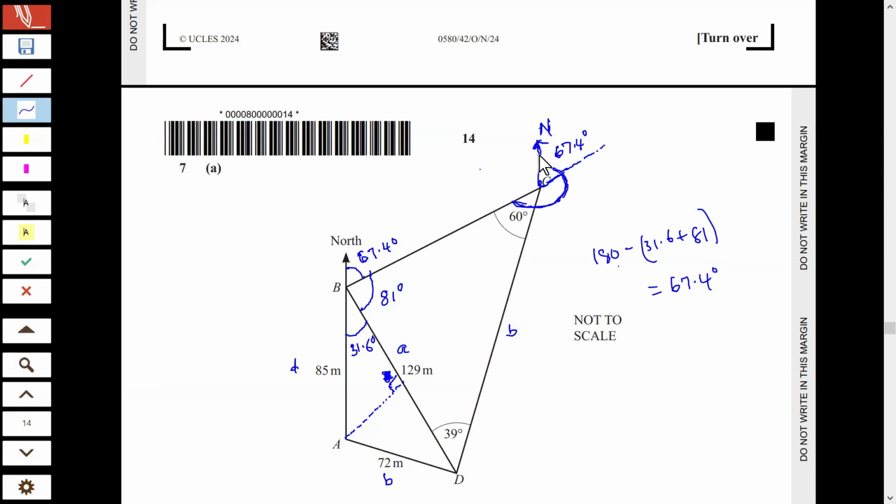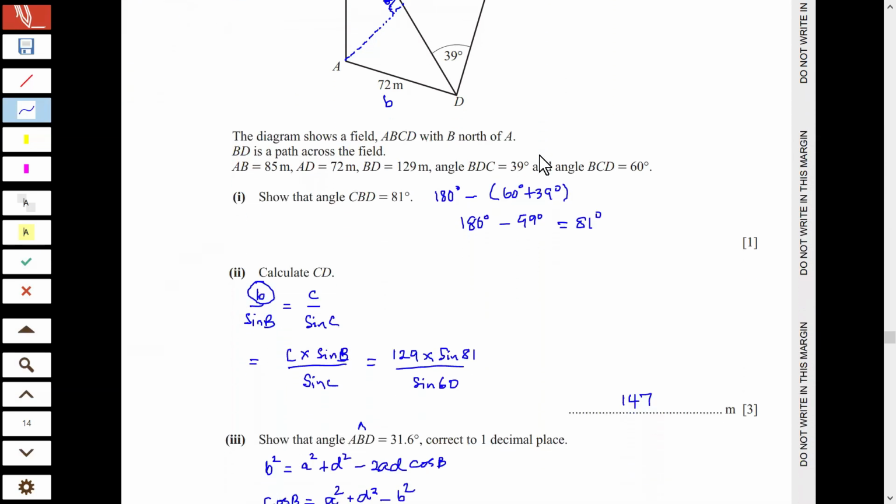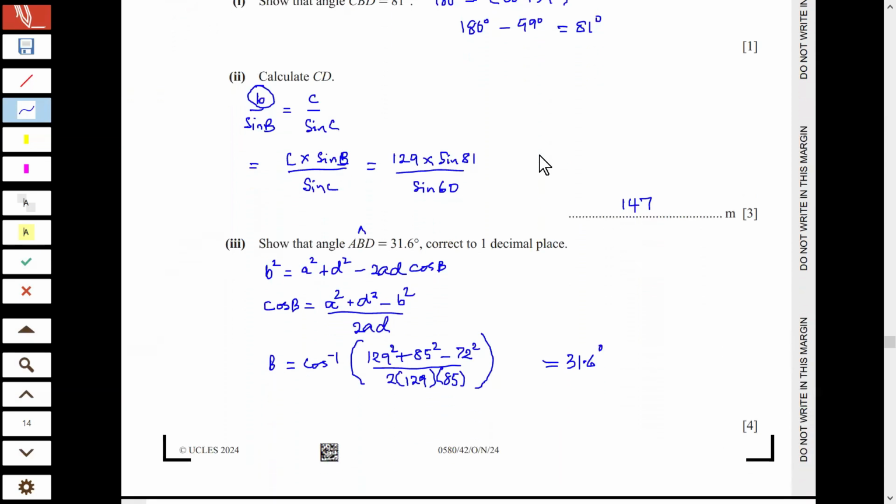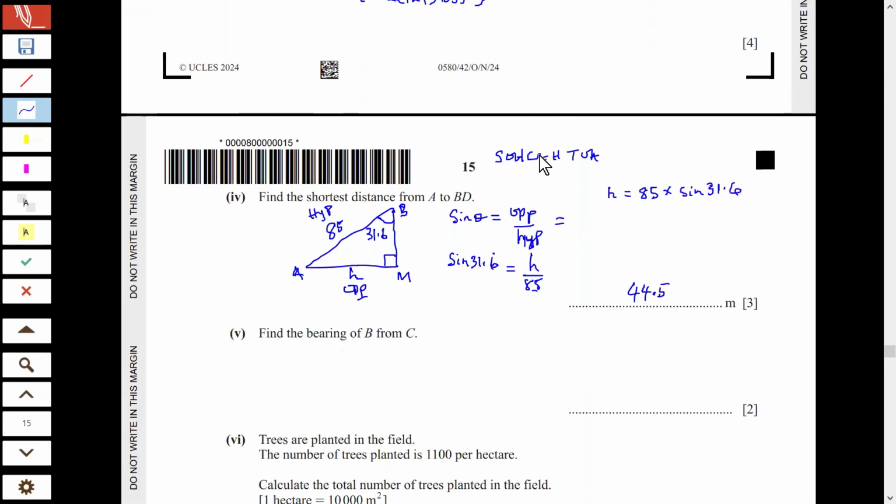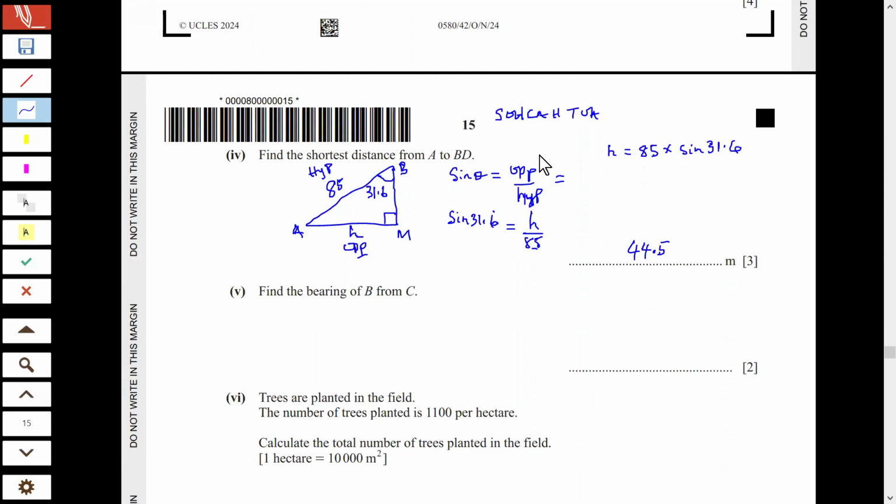So we can say the bearing of B from C is going to be 180 plus 67.4. That gives us a final answer of 247.4 degrees. That's the final answer.